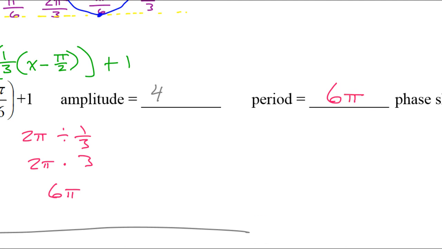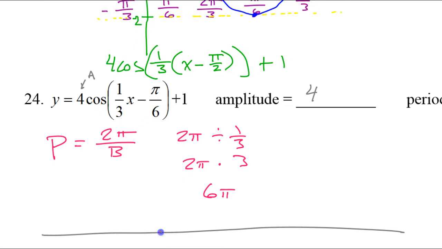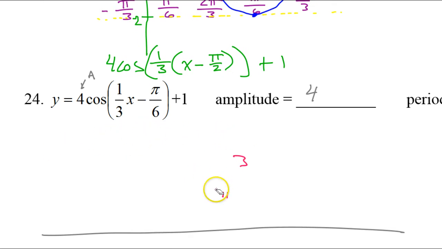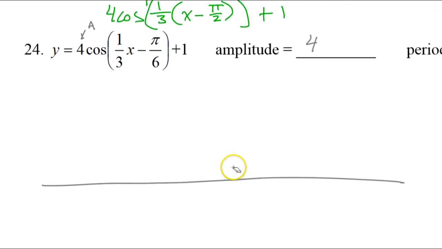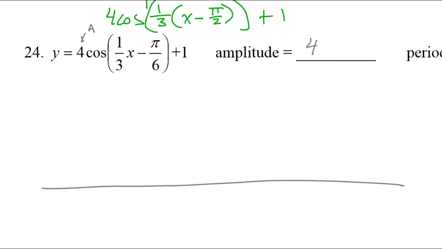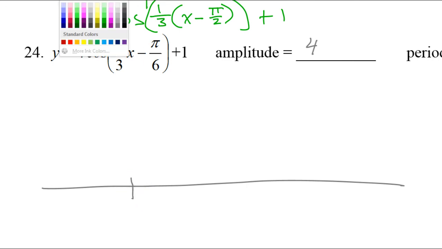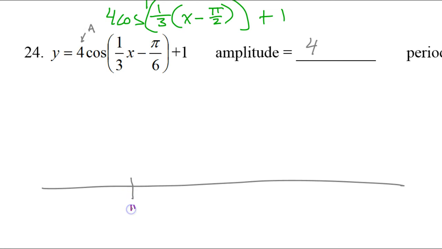That's enough information for us to draw the graph. Whenever there is a phase shift, I always start at the phase shift. This will be no exception. So the phase shift is pi over 2 to the right. I'm going to put my first marking here, but I'm going to label it pi over 2, positive pi over 2, because of the phase shift.